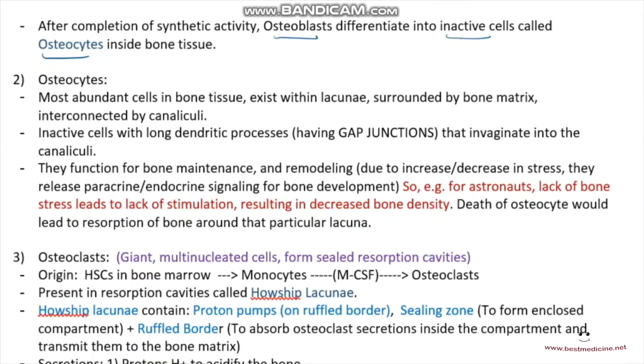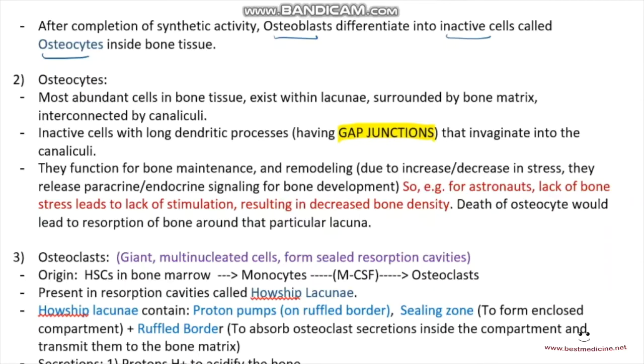This interconnection of canaliculi results in exchange of materials, exchange of information through gap junctions. Very, very important point. So if somebody questioned you about a cell type in bone tissue that has gap junctions, then you should be able to say that those cells are actually osteocytes, right? Osteocytes have long dendritic processes that extend into the canaliculi and have gap junctions which allow them to exchange information with neighboring cells of that particular bone tissue.